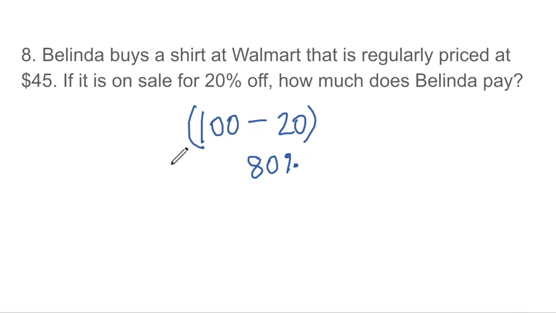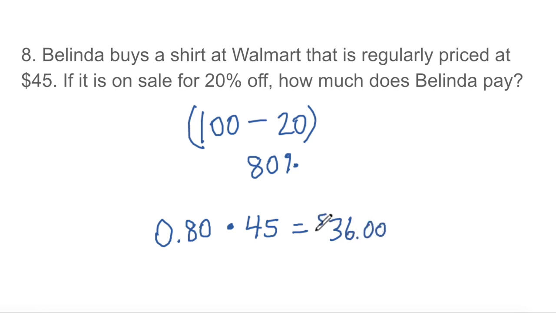So she pays 80% of $45. So the question is asking us, how much is 80% of $45? Well, 80% is the same as 0.80. 80% of means times, and then 45 equals, and when we multiply this out, we get 36.00. So she's going to pay $36 after the discount, the 20% discount.